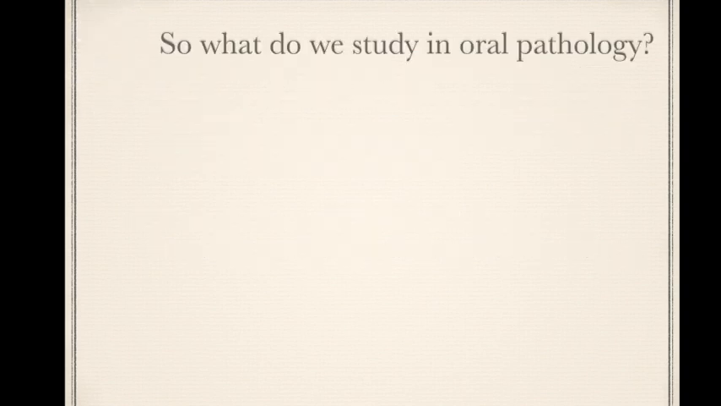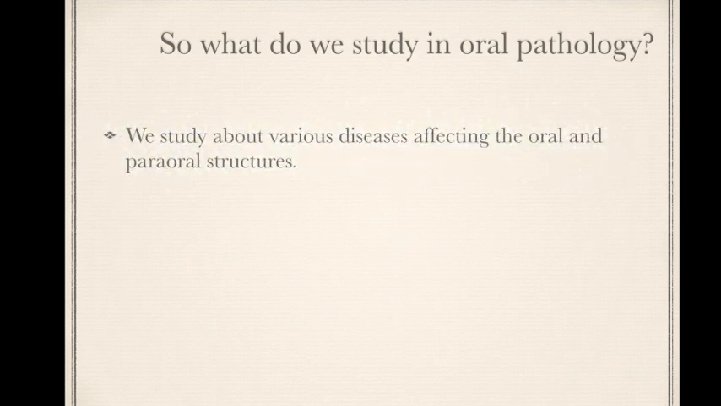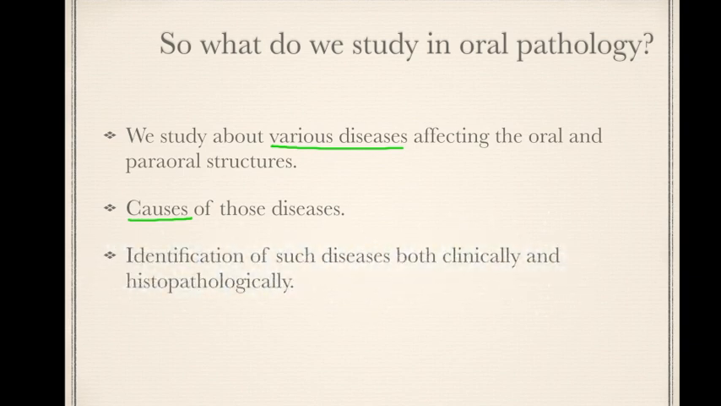Now, let's see what do we study in oral pathology. We study about various diseases affecting the oral and paraoral structures, which I've already discussed. We study the causes of the diseases, then identification of such diseases both clinically and histopathologically. Now, what do you understand by the term histopathologically? Histopathologically means pathological changes brought about by diseases at the tissue level. These changes can be seen only under a microscope.